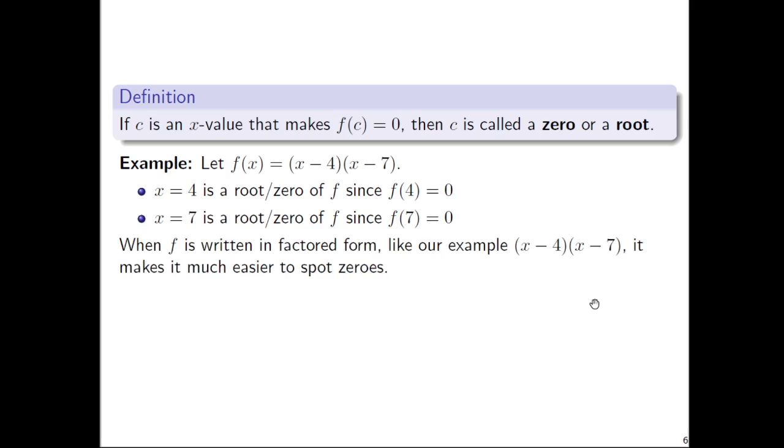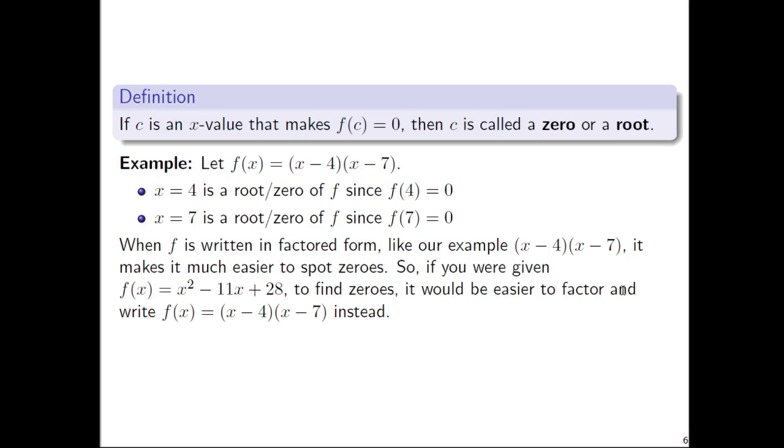When f is written in factored form, like our example here, x minus 4 times x minus 7, it's a lot easier to spot what the zeros are. So if you're given f of x equals x squared minus 11x plus 28, I think to find zeros, it's actually a lot nicer to just factor first and write it as x minus 4 times x minus 7 instead.